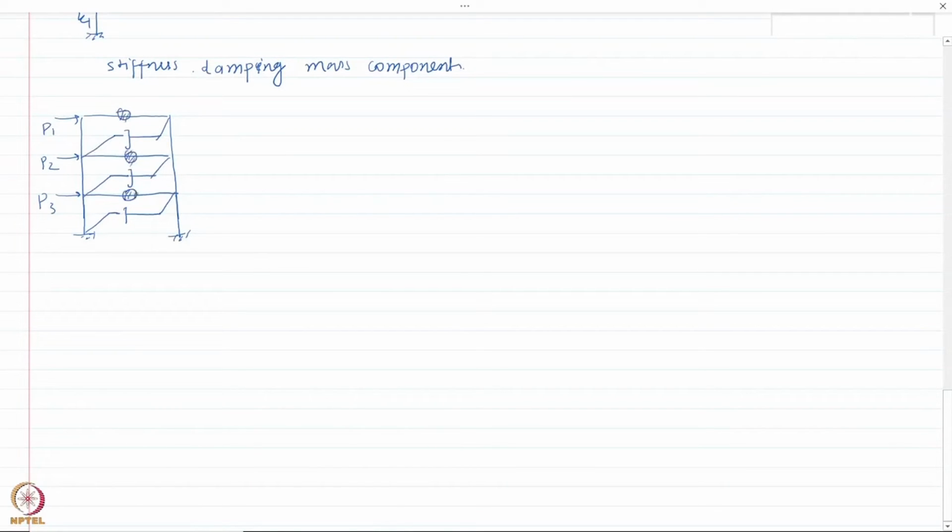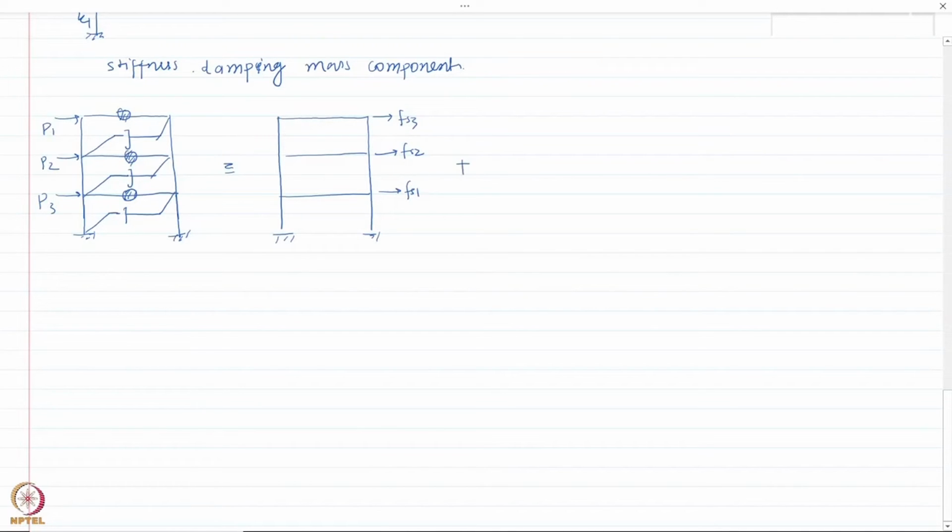This overall system is nothing but a combined representation of the three components. The first one is the stiffness component, in which we consider the bare frame without mass or damper. So we have the bare frame, in which we apply forces Fs3, Fs2, Fs1, which represent the stiffness forces in the system.